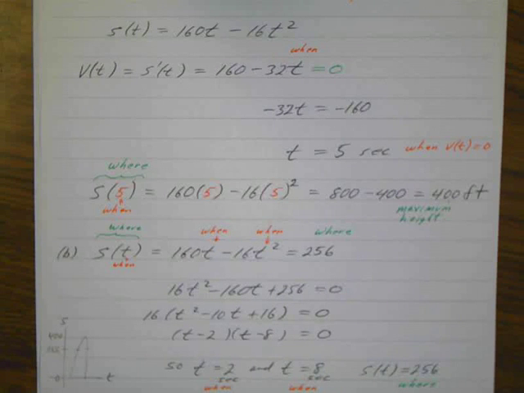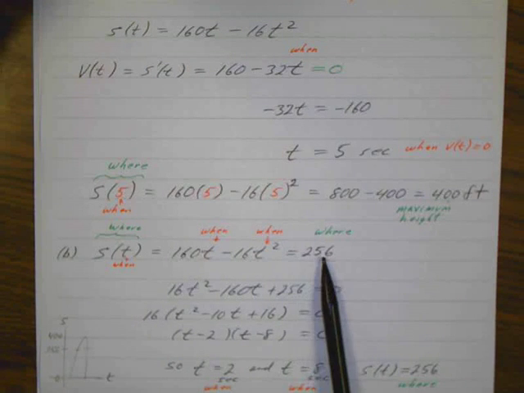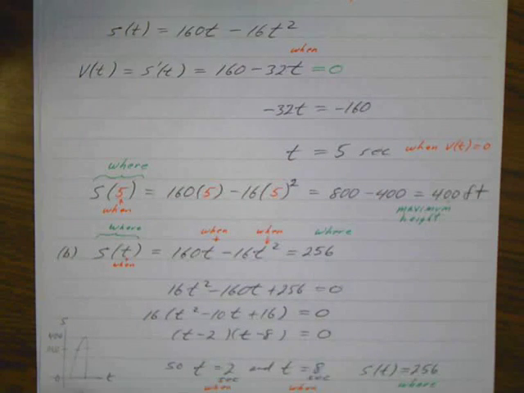Letter B: what was the velocity and speed of the rock when it was 256 feet above the ground on the way up and on the way down? So basically, I know the position. My position would be 256 feet. I just want to know when. That's the where. So I can put this in the position function and just solve it.